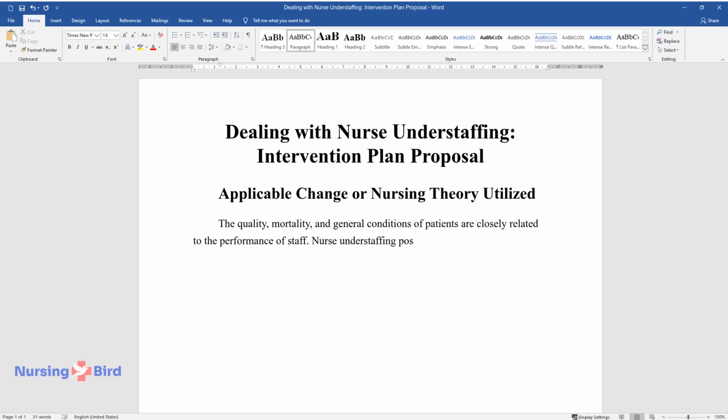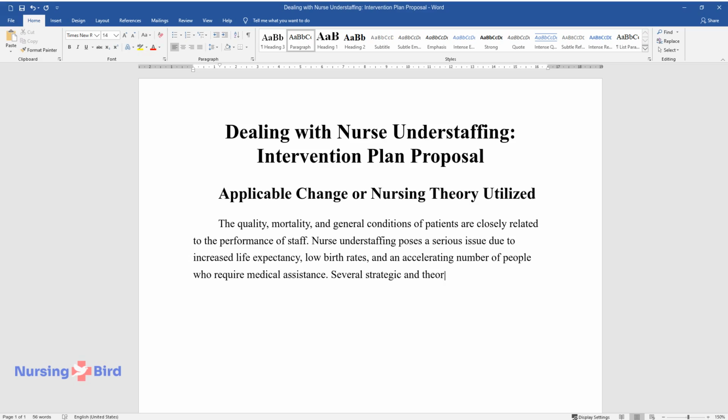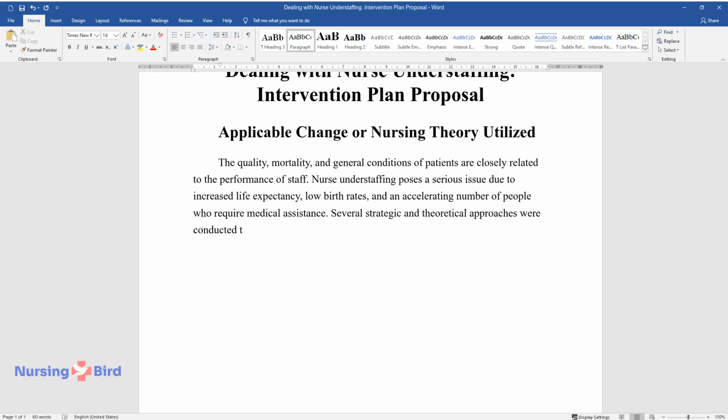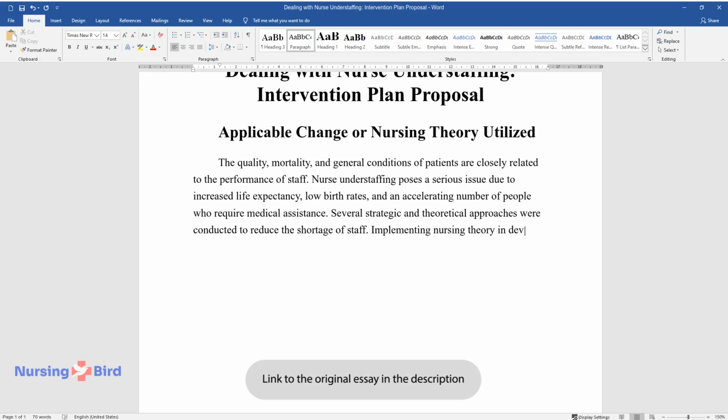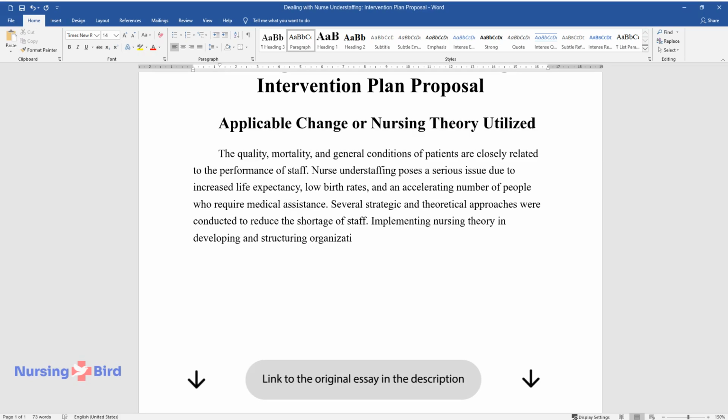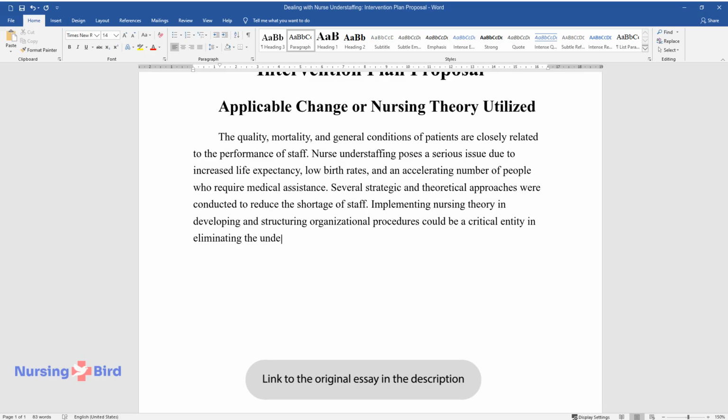Nurse understaffing poses a serious issue due to increased life expectancy, low birth rates, and an accelerating number of people who require medical assistance. Several strategic and theoretical approaches were conducted to reduce the shortage of staff. Implementing nursing theory in developing and structuring organizational procedures could be a critical entity in eliminating the understaffing problem.